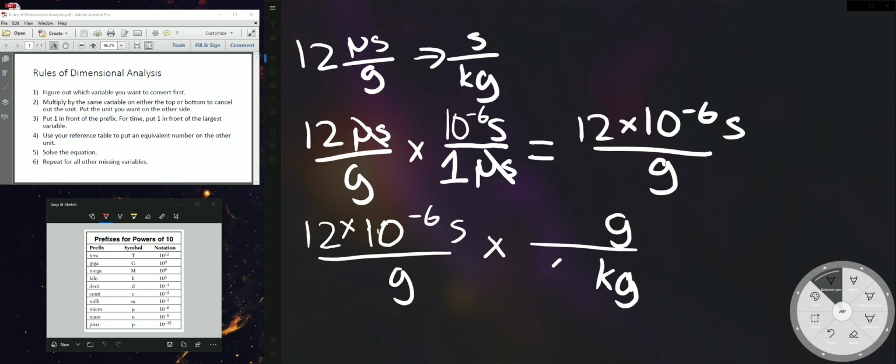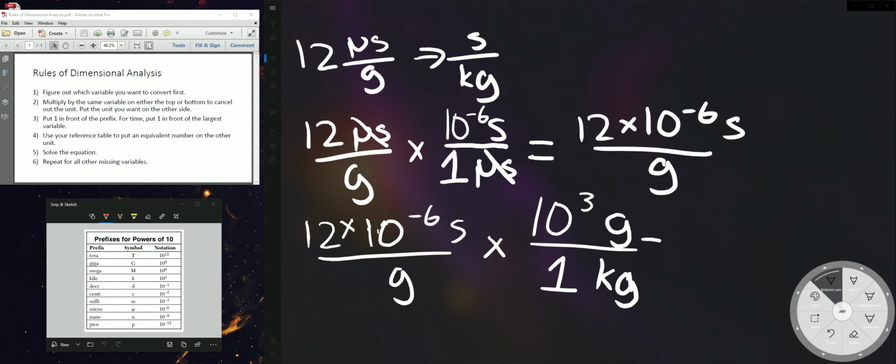We're gonna put 1 in front of the kilo because that has a prefix. And this gram right here, well, how many grams are in 1 kilo? It's gonna be 10 to the 3. 10 to the 3 grams.